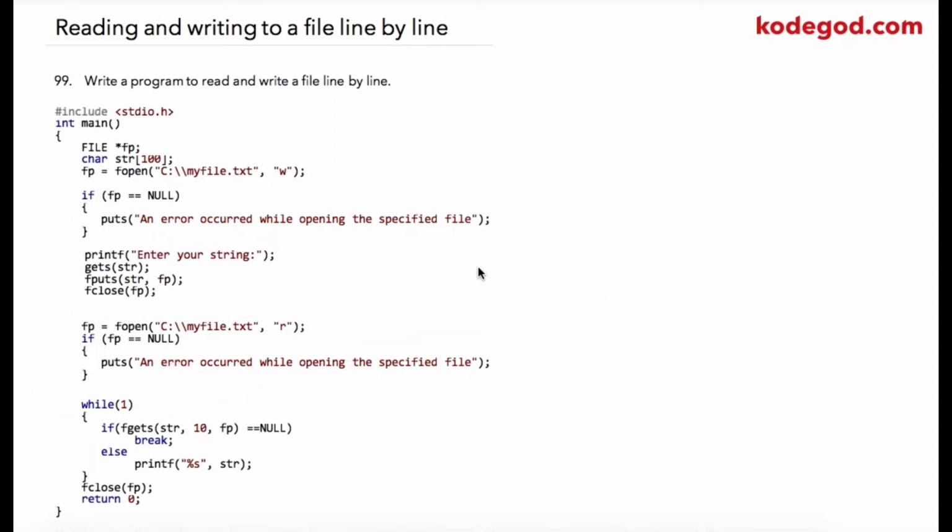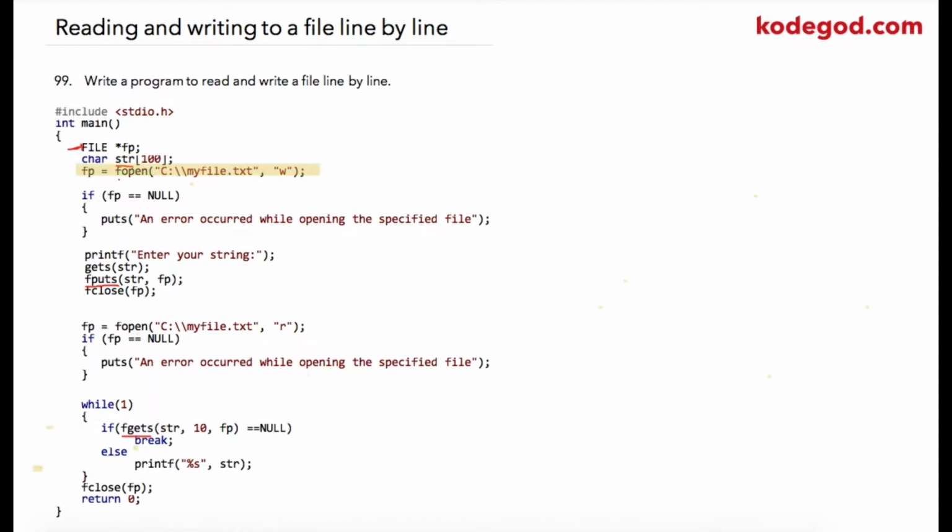In this lecture, we are going to write a program to read and write data to a file, but line by line. So in order to write content line by line, we are going to use two functions, fputs and fgets. In the program, I am going to use a file pointer. I am using a string of size 100, which will be used to get content from the user, and that content will be written to a file using this character array.